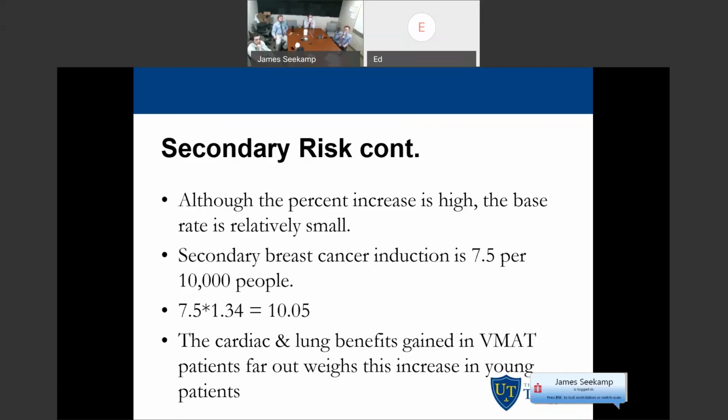Okay, so maybe this was taken into account. So yeah, their conclusion was, sure, it increases secondary cancer induction rate, but it's generally an acceptable trade-off.